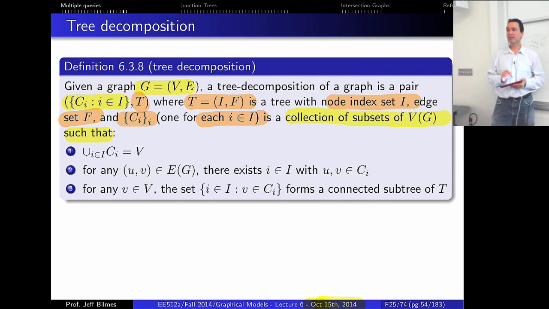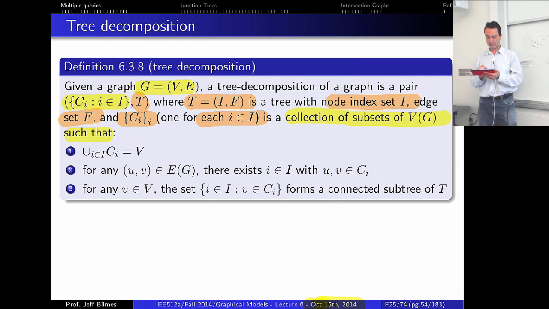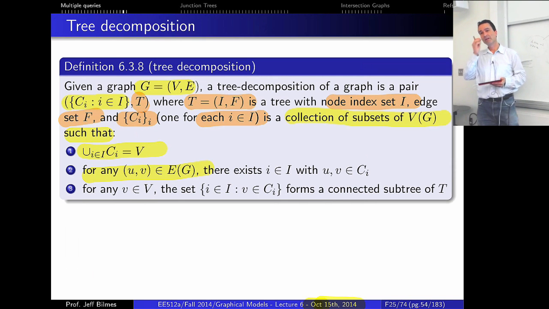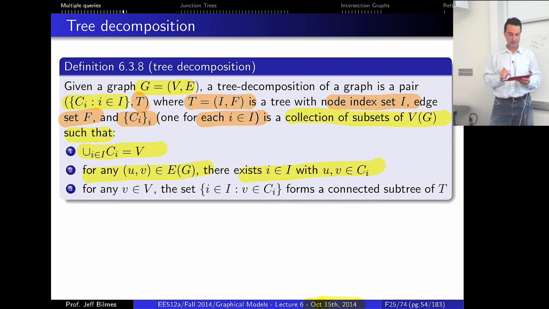Now, in order for it to be a tree decomposition, we need to have a number of different properties being true. First of all, if we union together all the clusters, we get back the vertex set of the original graph. That basically means that it's a set cover-like problem. So the clusters cover the node set. Number two, the clusters have to cover the edge set. So if you're an edge in the original graph, both of your incident vertices need to live in at least one of the clusters, which is this bit.